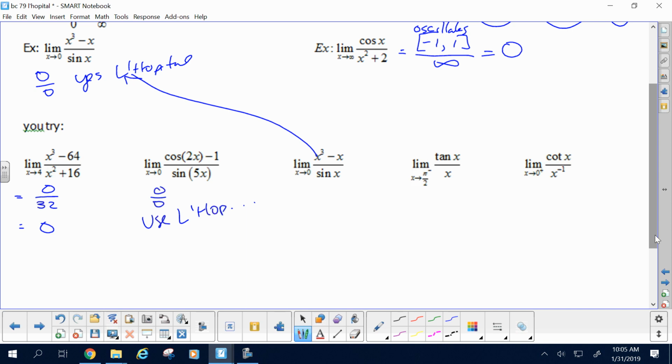What about the fourth? Tangent of x as x goes to pi over 2. It might help to think of the graph. Isn't this what the tangent graph looks like? As you approach pi over 2 from the left, you're this way. What does y approach? It goes to infinity. What does x approach? Pi over 2. Is that indeterminate form, or do I know what it's going to be? What it's going to be.